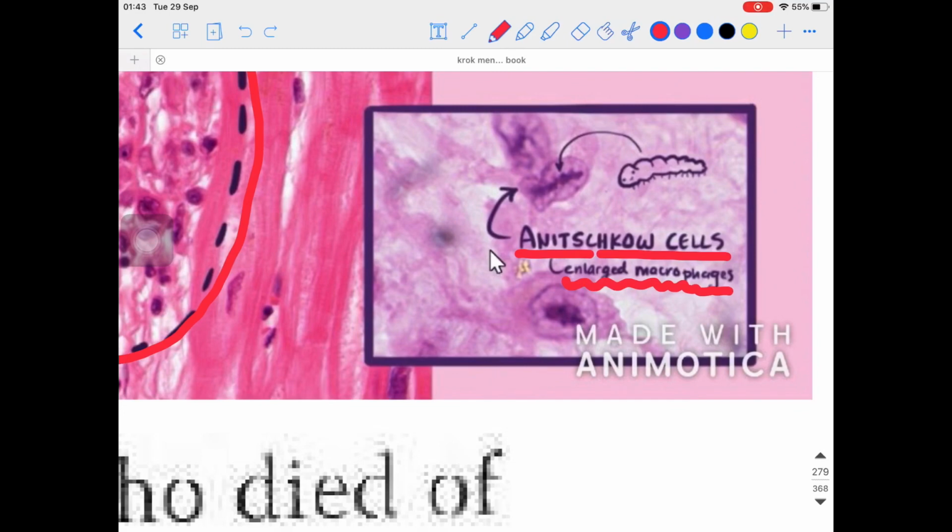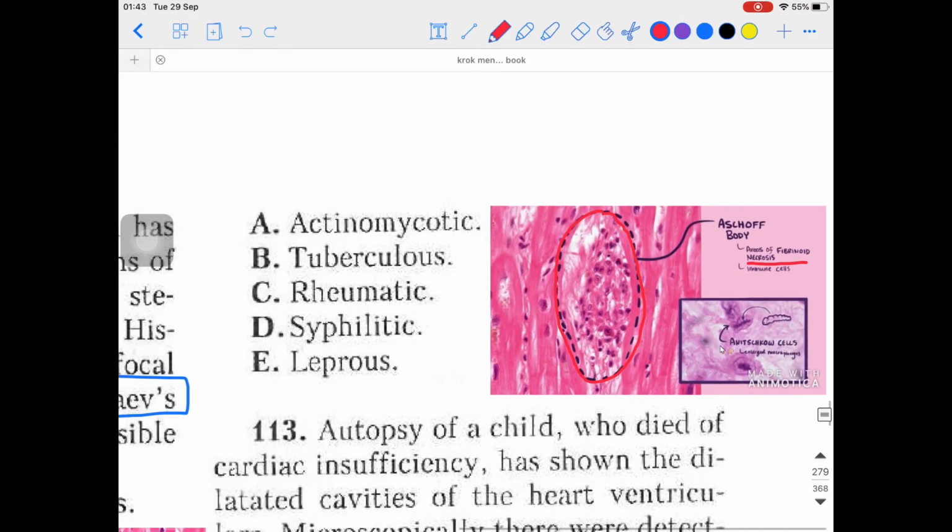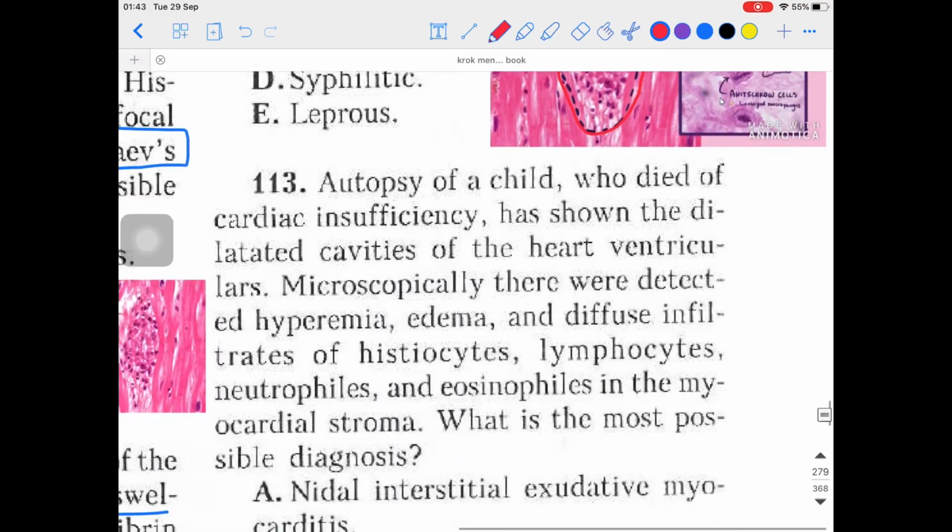That is the macrophages. Okay, so please do remember that as well. Anichkov cells are the appearance of the Aschoff body seen in rheumatic myocarditis again. So what will be the answer over here? That will be rheumatic, isn't it? I hope you got the point very clear over here.